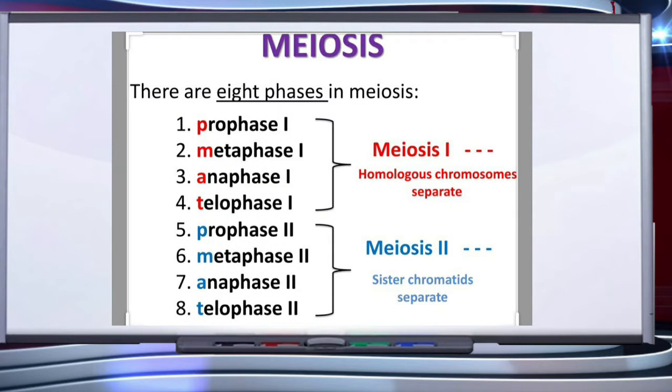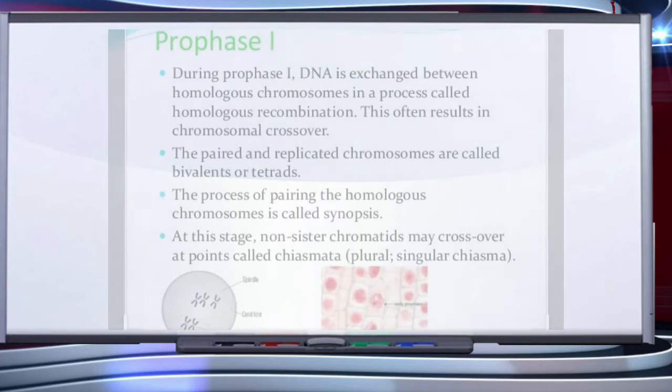There are 8 phases in meiosis, and meiosis is divided in two parts. Meiosis 1, when homologous chromosomes separate. Meiosis 2, when sister chromatids separate. In this presentation, we are going to learn about meiosis 1: prophase 1, metaphase 1, anaphase 1 and telophase 1.